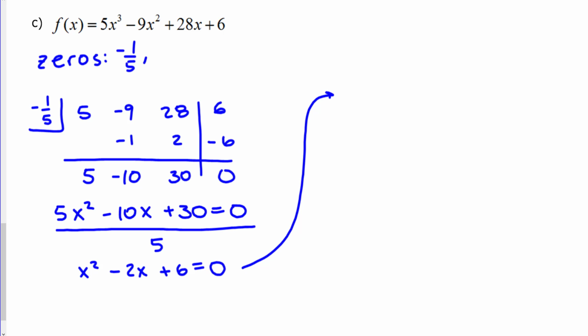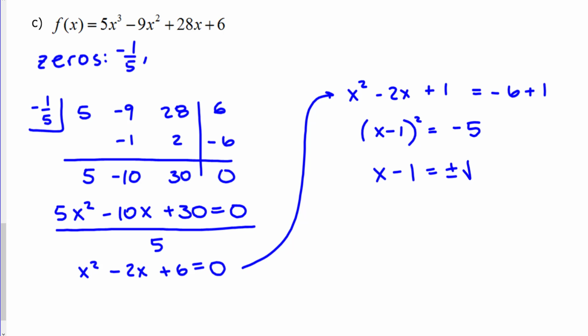So completing the square or the quadratic formula, whichever you prefer. In this case, I think completing the square will be pretty simple. -2 divided by 2 is -1. Square that. It's +1. So this factors into x minus 1 quantity squared equals -5. So x minus 1 equals the plus or minus square root of -5. Or x equals 1 plus or minus i square root of 5. So those are the remaining zeros.